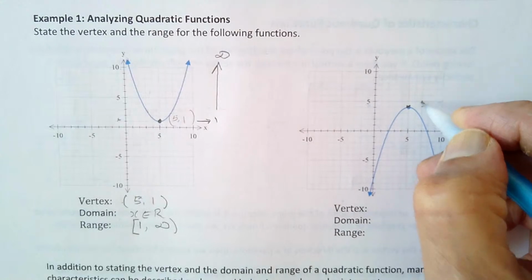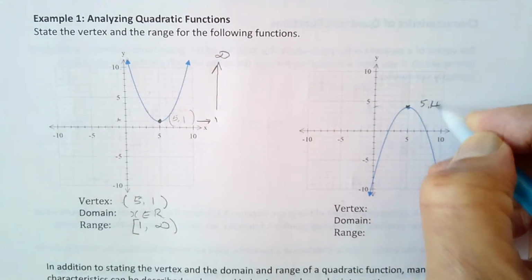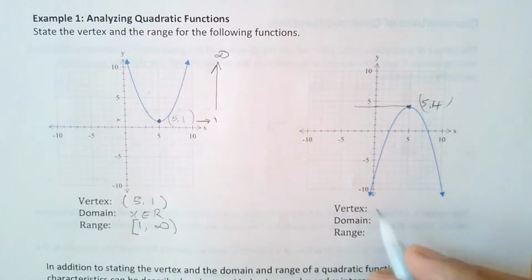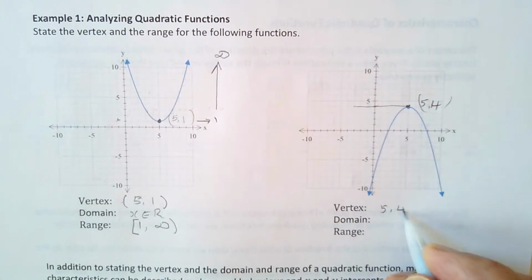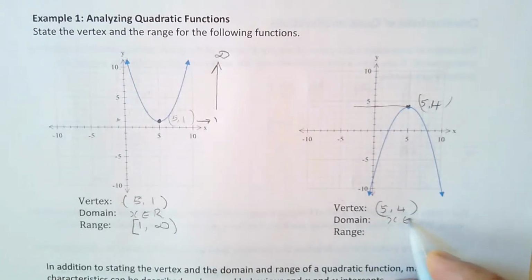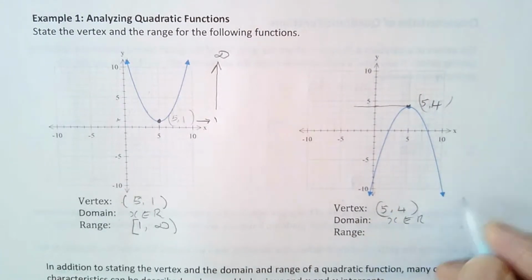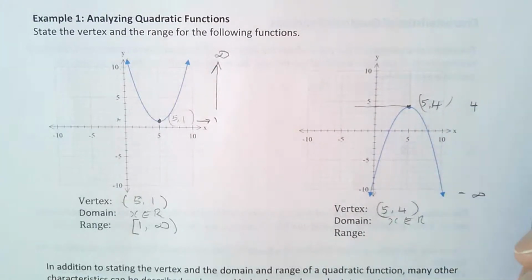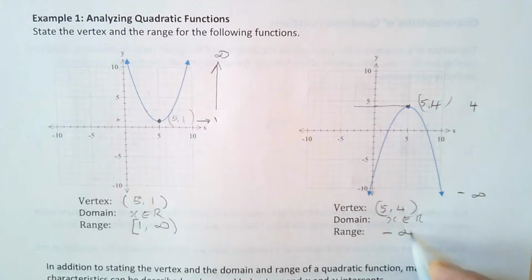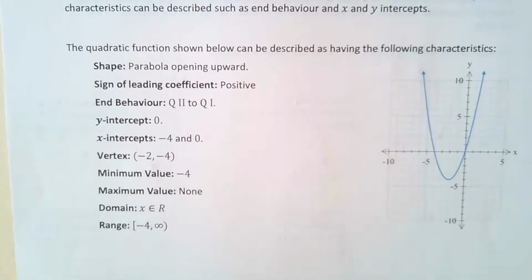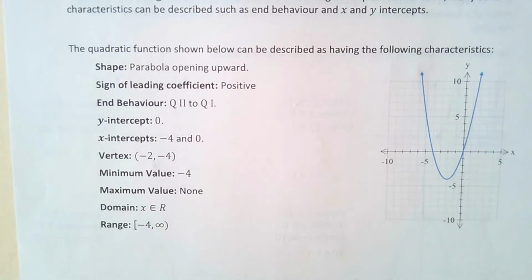Vertex here is 5, 4. So we know, there we go, it's going down. So let's write the vertex here is 5, 4. The domain now is all the real numbers. The range now is from negative infinity to 4. So we say negative infinity, round bracket, to 4, closed bracket. Putting all of this together, this is what we'll end up with.